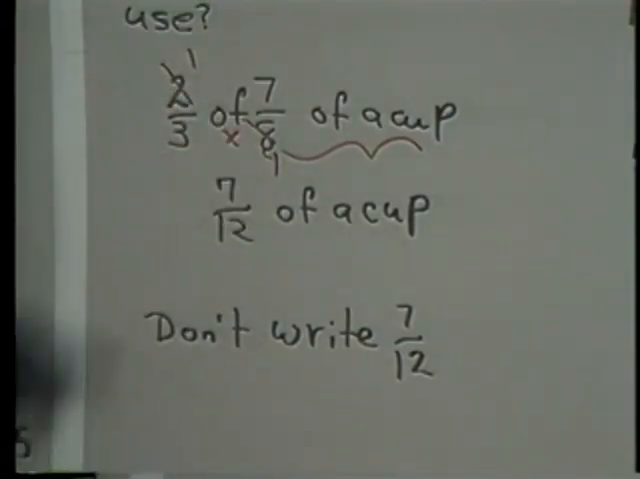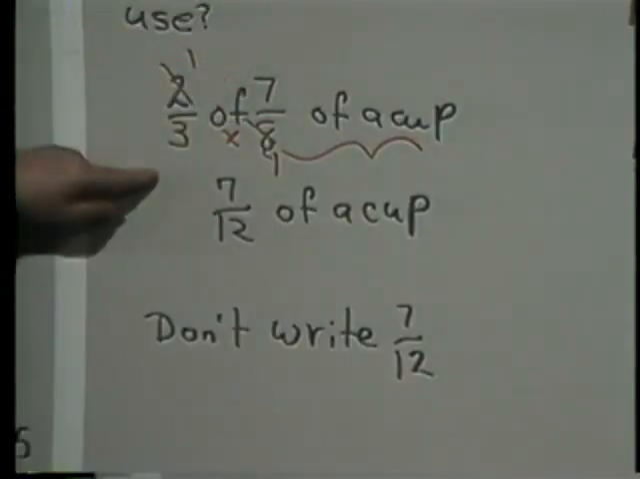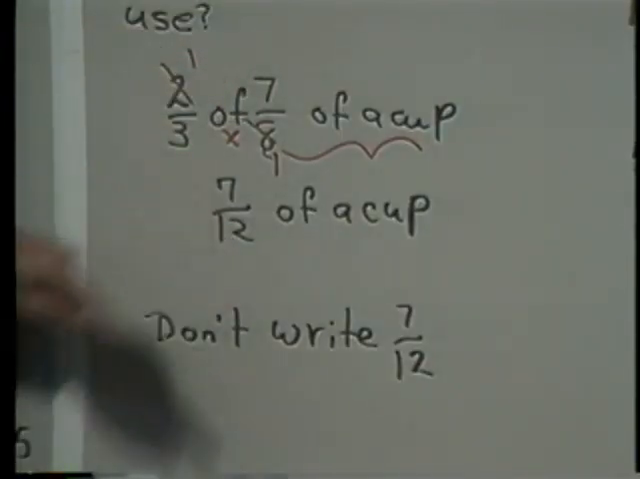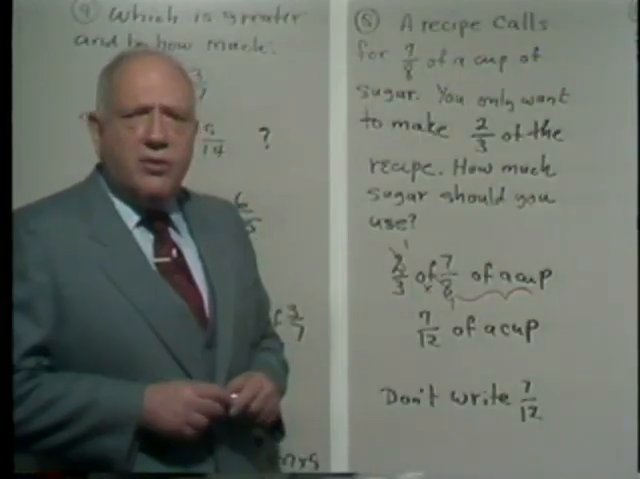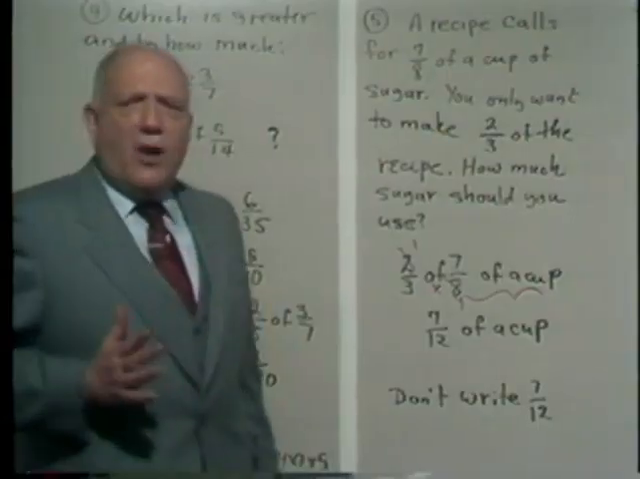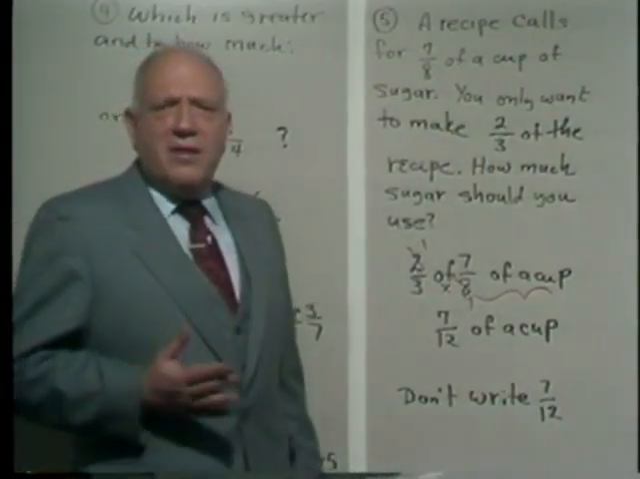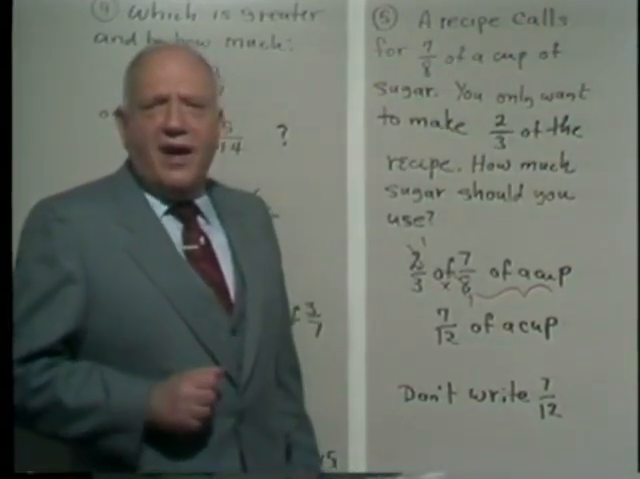2 goes into 8 4 times. So the numerator would be 7. The denominator would be 12. So the answer would be what? 7/12 of a cup. That's how much you would use. 7/12 is what? 6/12 would be half. So the recipe says what? Just use a smidgen over a half a cup.